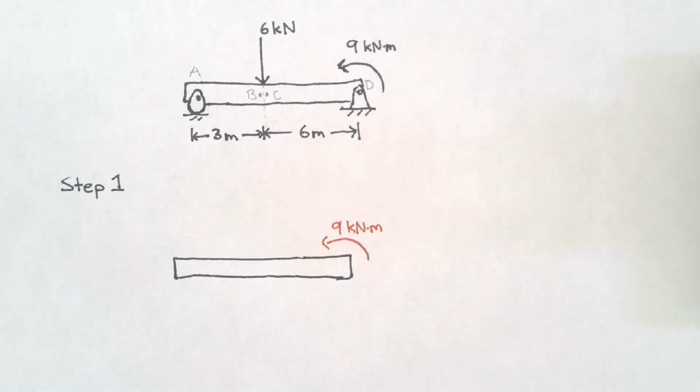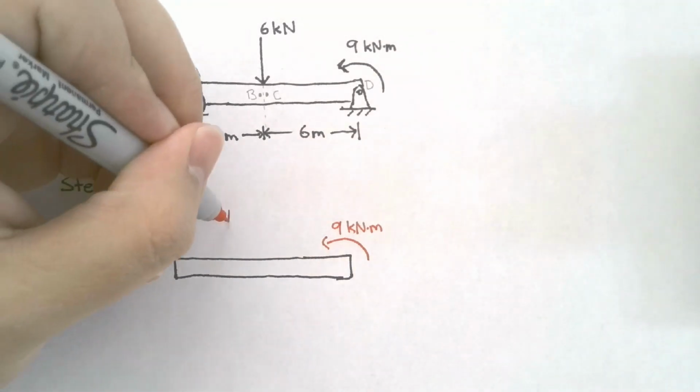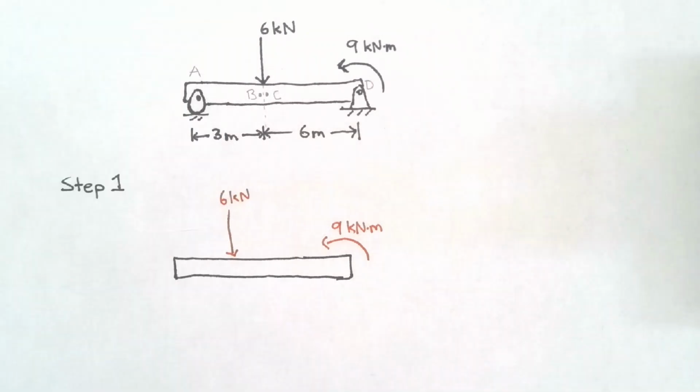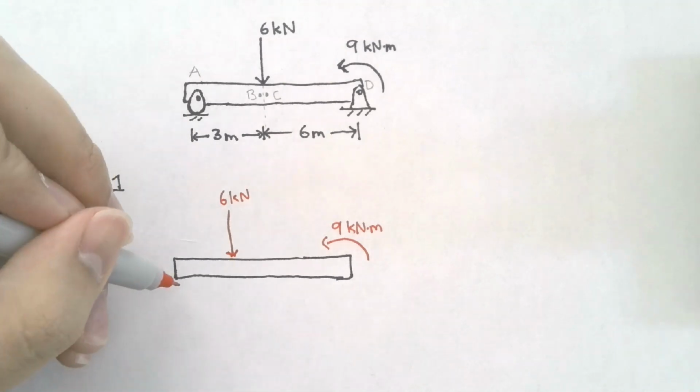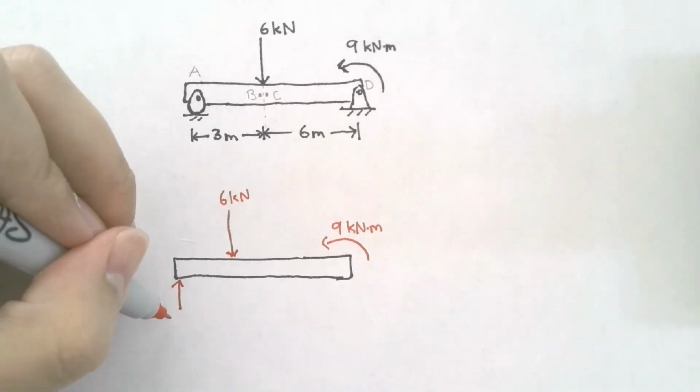We have a 6 kilonewton force acting at 3 meters from the left of the beam. Point A is a roller support, which means that we will only have a force in the vertical direction, which is the direction normal to the surface of that roller. I'm going to call this force AY.